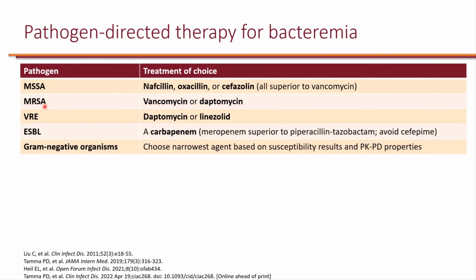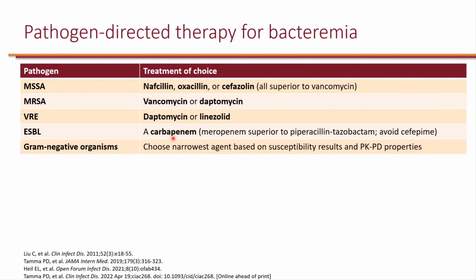And so these were gram positives. When it comes to gram negatives, one thing that's very important is treatment of ESBL bacteremia. And carbapenems are considered first-line treatment for ESBL bacteremia. In fact, meropenem was shown to be superior to piperacillin tazobactam in a randomized controlled trial. So people were less likely to die if they were receiving meropenem compared to piperacillin tazobactam. So there's mortality benefit with carbapenem.